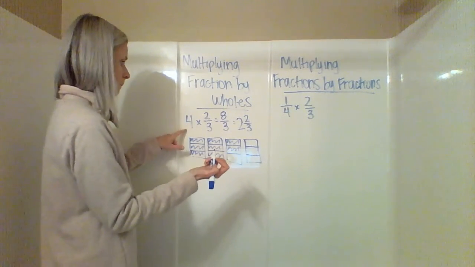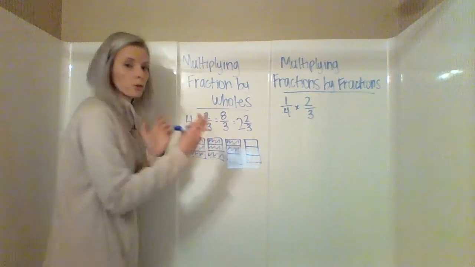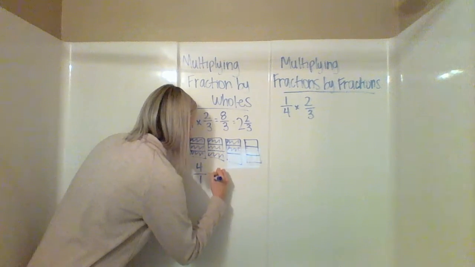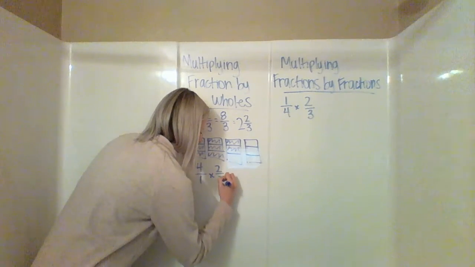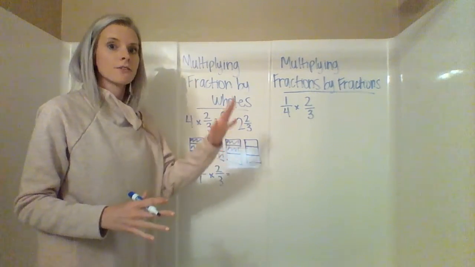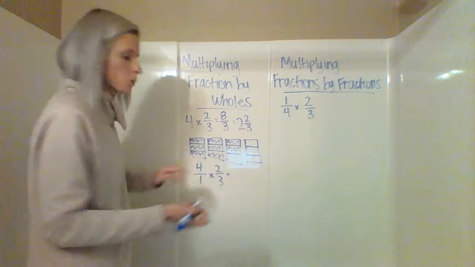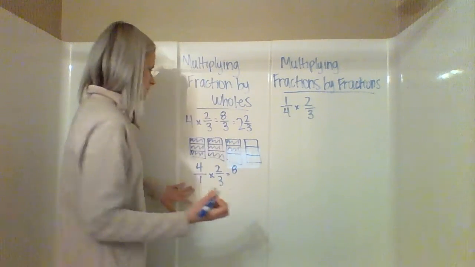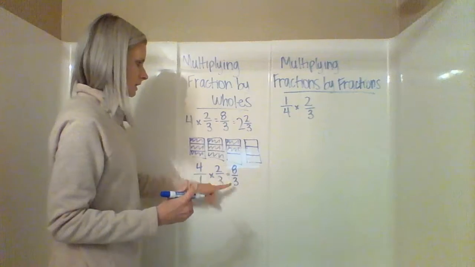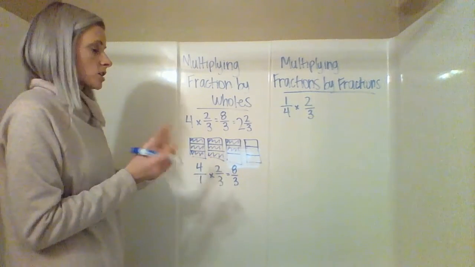I can also make this whole number into a fraction by putting in 1 in the denominator, and I can multiply across like that. So I can say 4/1 times 2/3. Remember, when we're multiplying, we do not have to do common denominators, okay? Numerator times numerator. 4 times 2 would be 8. Denominator times denominator. 1 times 3 would be 3. So that gets us back to this 8/3 that we had, okay? All right. So that is how we would multiply a fraction by a whole.